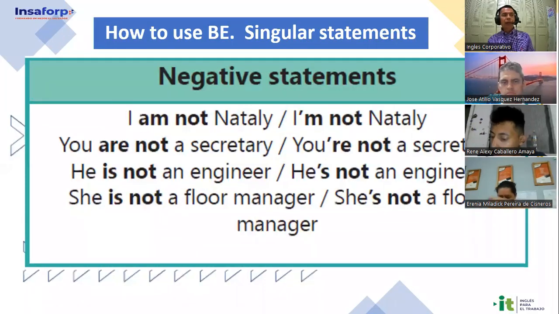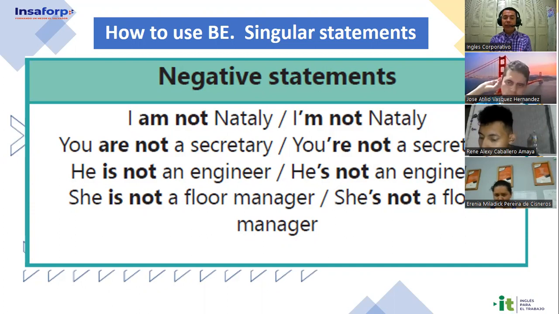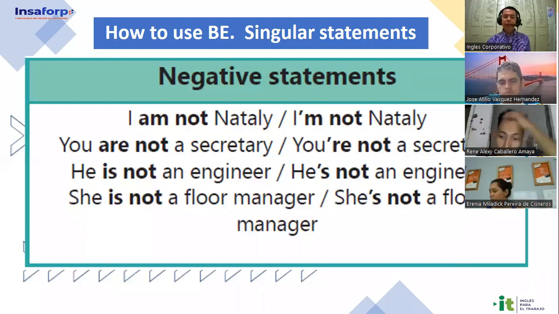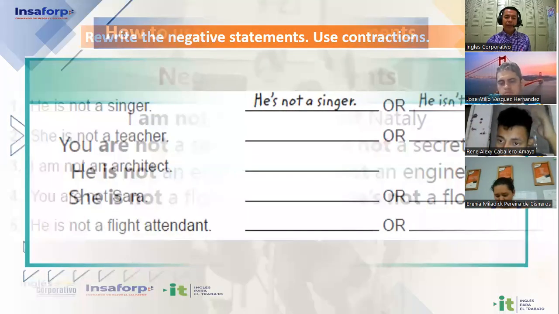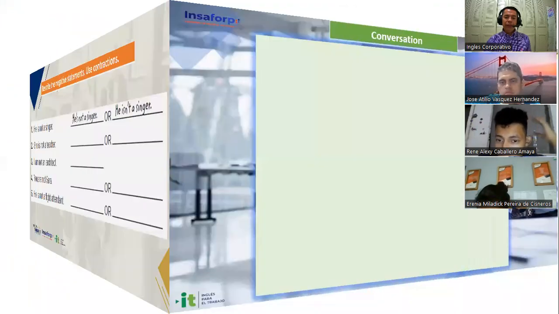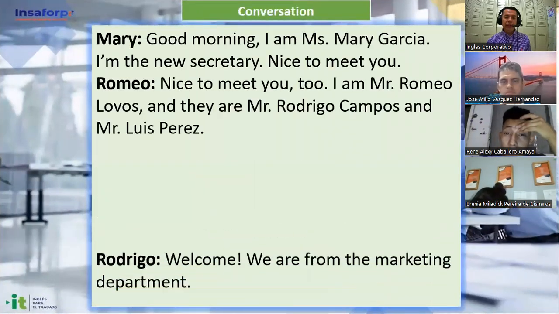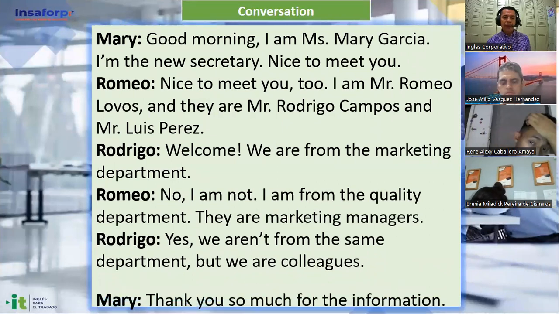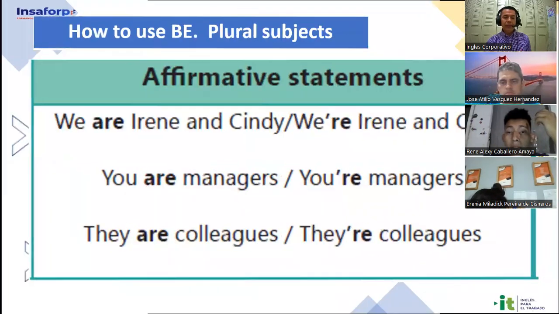Okay, then we learn how to use negative sentences. I am not, or I'm not. You are not, or you're not, right? He is not, or he's not. She is not, or she's not, etc., etc., right? Okay. And we were practicing this, right? We were practicing a conversation, right?